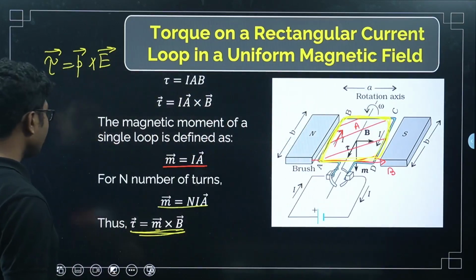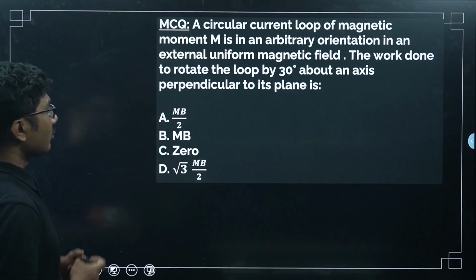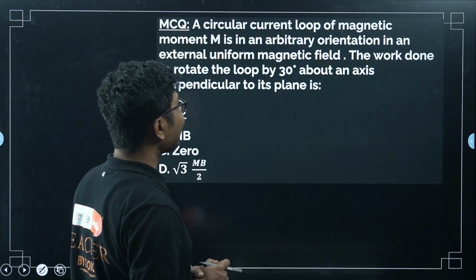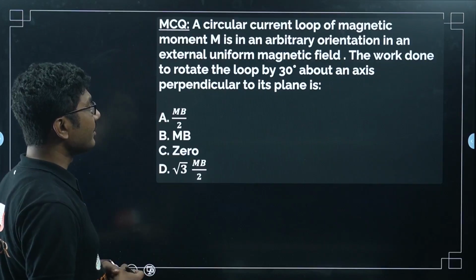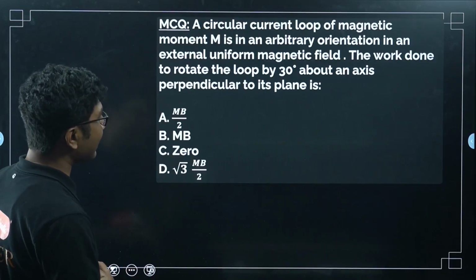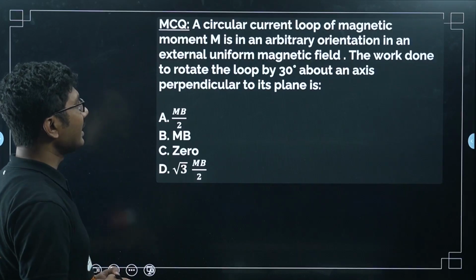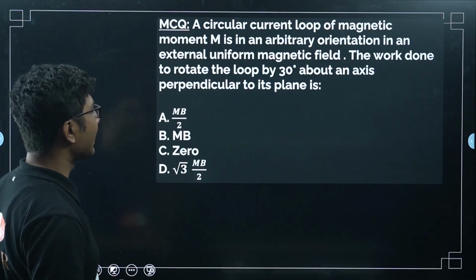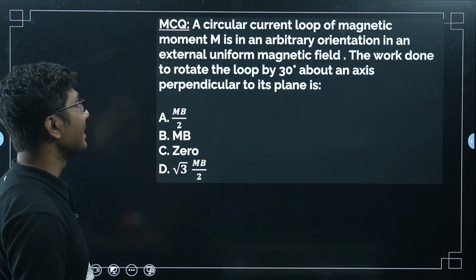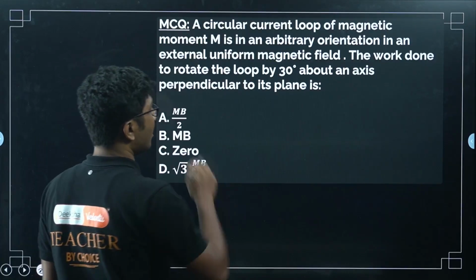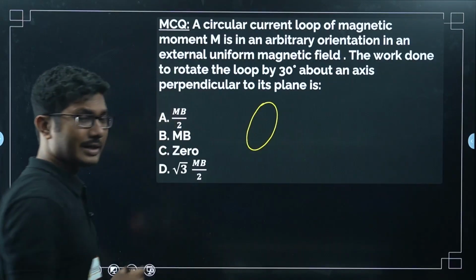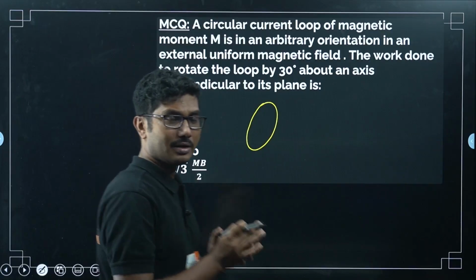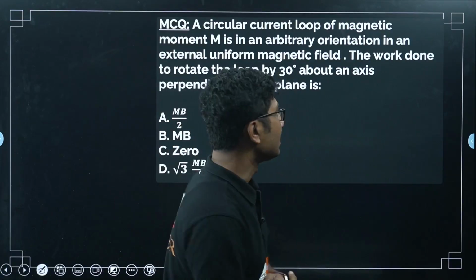Okay, now let us solve one small problem. A circular current loop of magnetic moment M is in an arbitrary orientation in an external uniform magnetic field. Find the work done to rotate the loop by 30 degrees about an axis perpendicular to its plane. Even though we have learned that formula for a rectangular loop, that same formula is applicable for a circular loop as well.